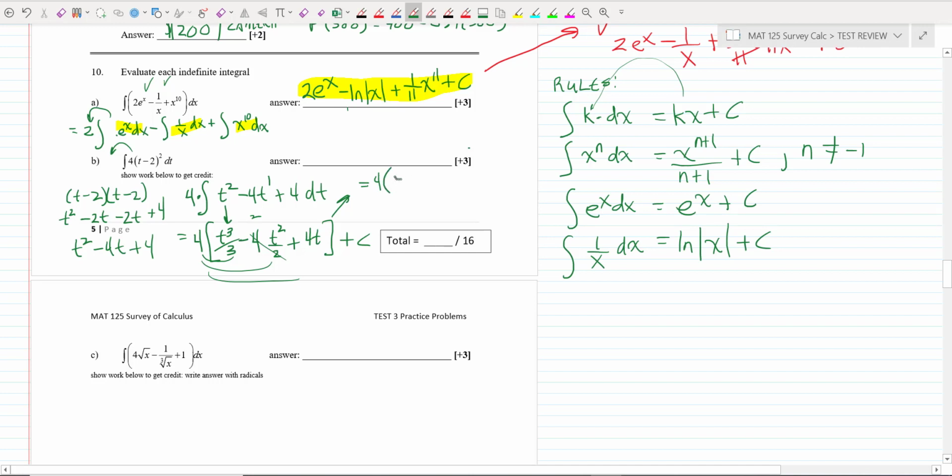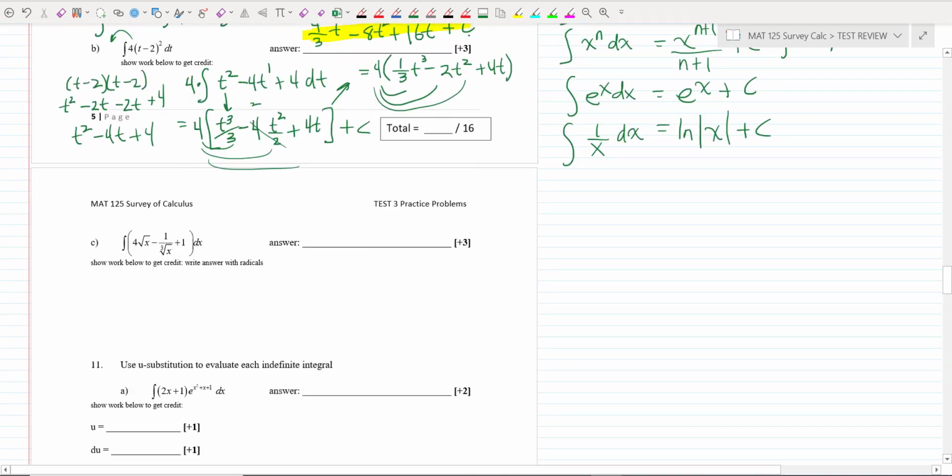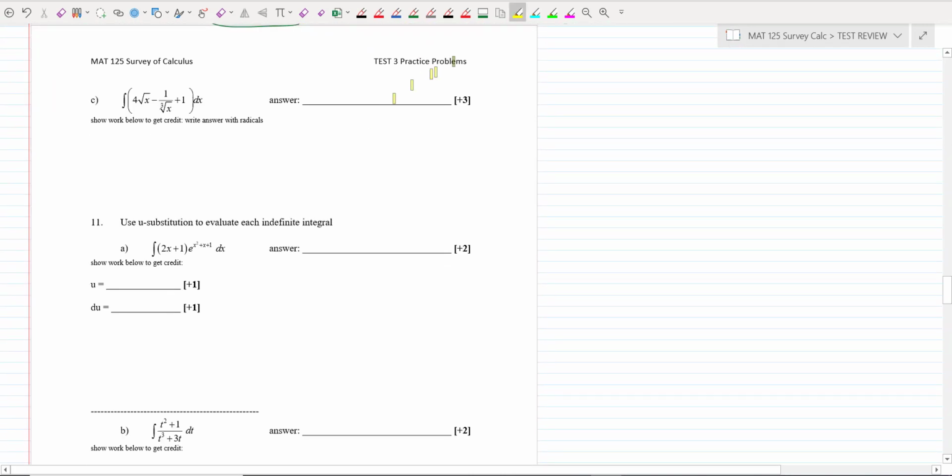So really, I've got 4 times 1/3 t to the third. 4 over 2 is 2, which I did correctly, but I didn't distribute right. Okay, so now if we distribute, we're going to get 4/3 t to the third minus 8 t squared, and finally plus 16 t plus c. Okay, that's better. Just getting a little sloppy with my distributive property. Happens when you skip a step and try to do something in your head sometimes. Okay, so the next one is another basic integral.